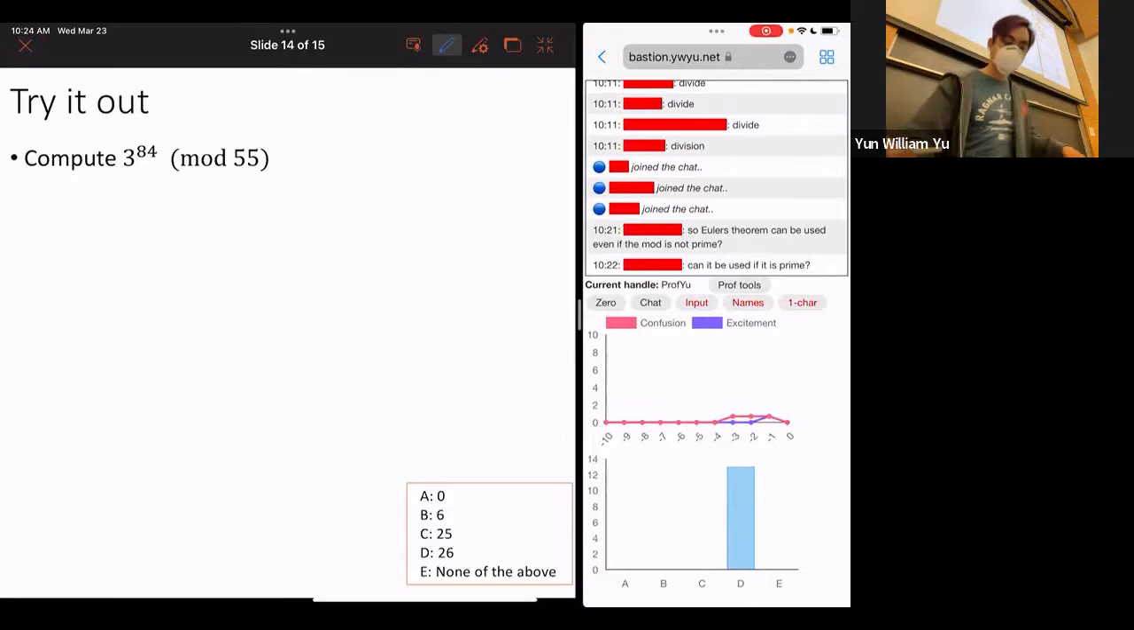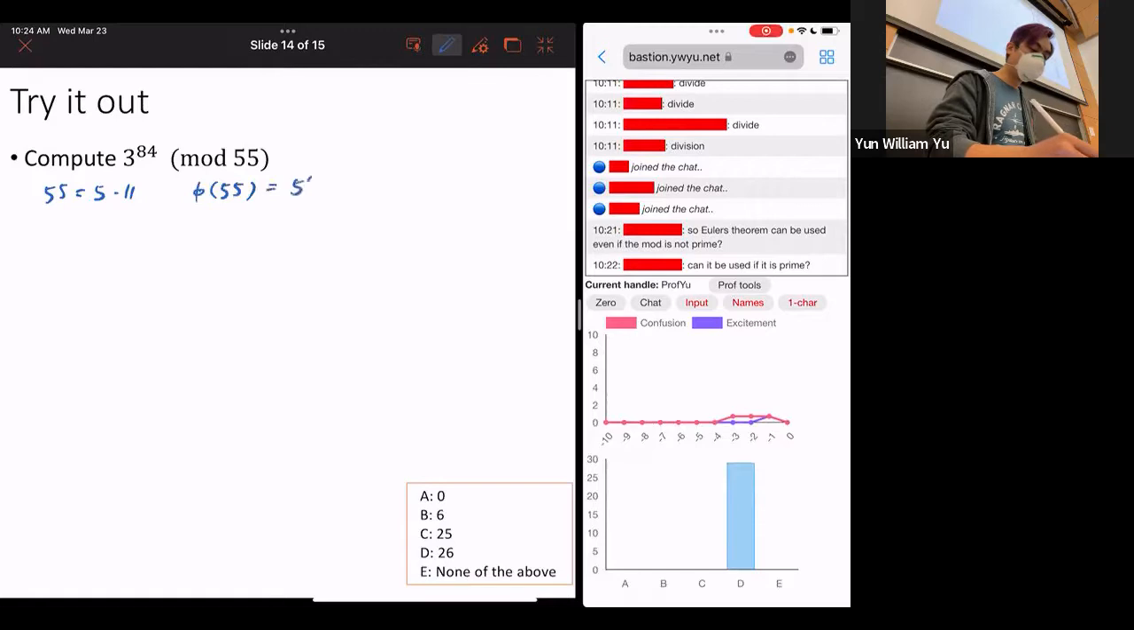Okay, so it looks like people are making good progress on this already. So let's try to figure this out together. 55 is equal to 5 times 11. And so phi of 55 is equal to 55 times 4/5 times 10/11, which is just equal to 40. Also, you can check that the GCD of 3 and 55 is equal to 1.